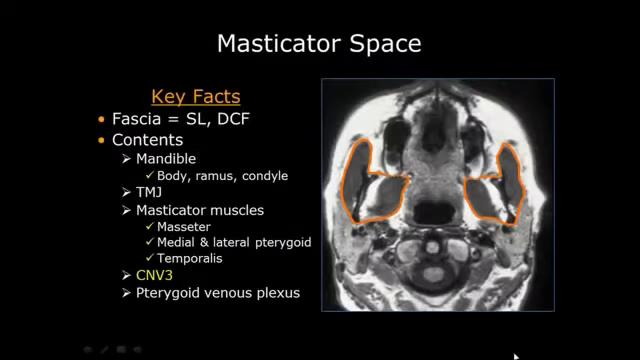The masticator space is two very large lateral spaces in the suprahyoid neck. The superficial layer of deep cervical fascia splits around both. Although the fascia is not seen, it's a relative barrier to the spread of tumor. Within this space, we have many things. We have the mandible itself, the body, ramus, and condyle. The TMJ is a denizen of the masticator space.